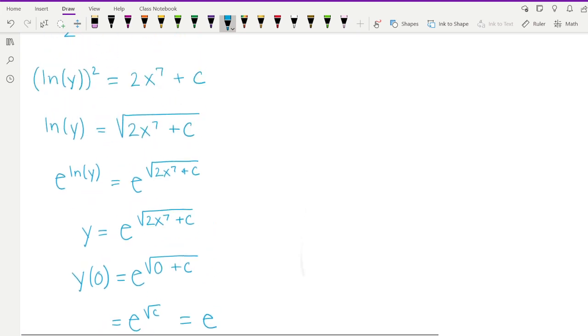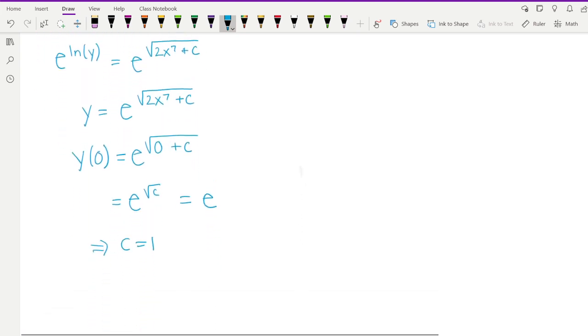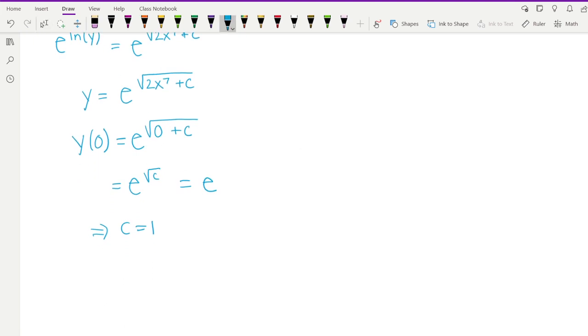And so now we can go ahead and put that back into our function. So we had y is equal to this stuff. Now we can put in the value of c that we just found. So we have e to the square root of 2x to the 7th plus 1. And that is our answer.